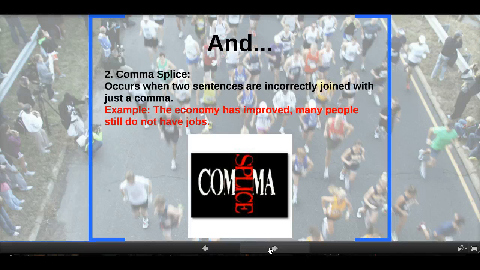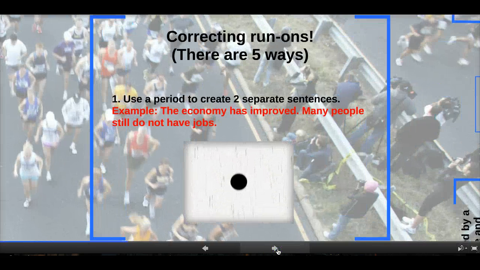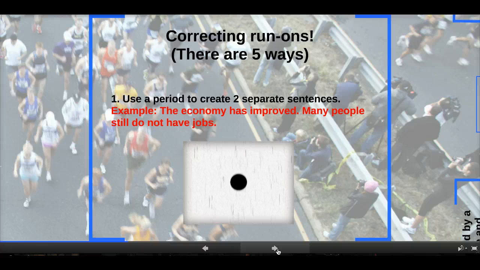The next version is a comma splice. Some of us are very familiar with this term. A comma splice occurs when two sentences are incorrectly joined with just a comma. In this case, we still have the same two ideas, but there's just a comma between them, and that's, once again, an error. We cannot join two complete sentences with just a comma. By the way, feel free to pause this anytime and take notes, and then just keep on going.